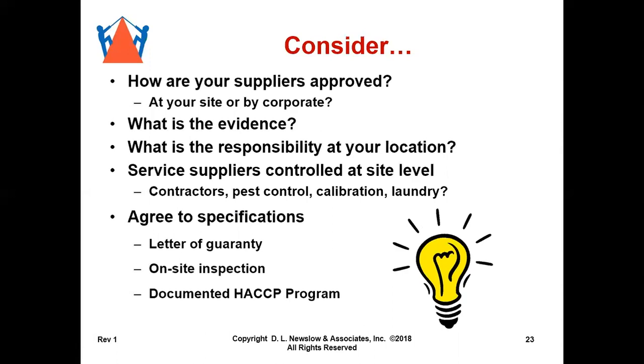So consider some of these items about your supplier program. How are suppliers approved? At your site or by corporate? If corporate does it and you're just getting in material, what do you need to look for? How do you have to save samples? Do you have to do certain testing? What does the C of A say? The C of A is a piece of paper. How do we know or prove that what's on the C of A is what it's supposed to be? A lot of larger companies do spot checking, spot sampling. Smaller companies have developed other means to follow up and monitor this.